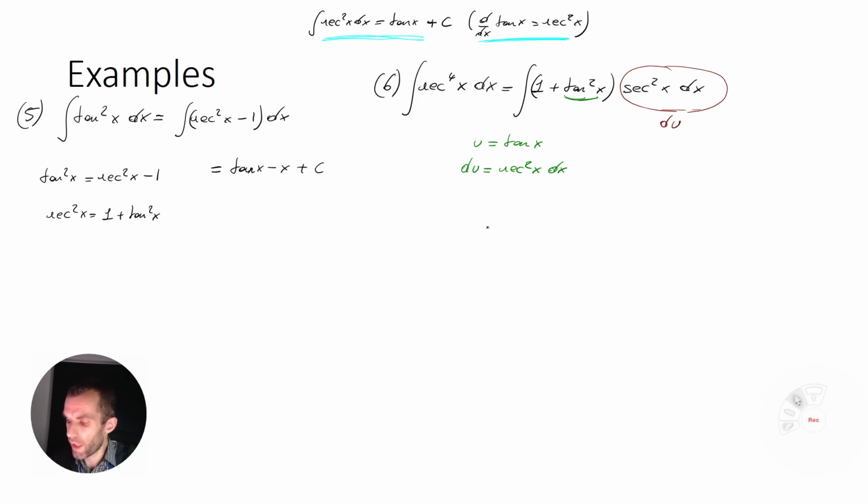And therefore my integral becomes the integral of 1 plus u squared du. We'll get u plus u to the third divided by 3 plus a constant. And substituting tan again, we get tan of x plus 1/3 tan to the power 3 of x plus a constant.